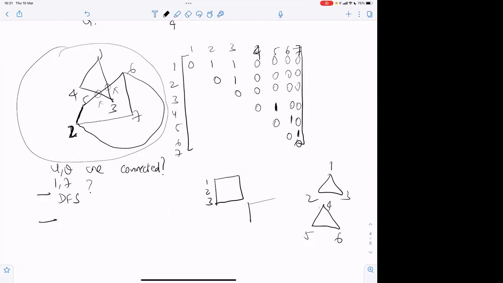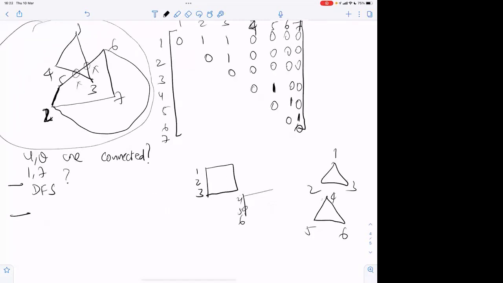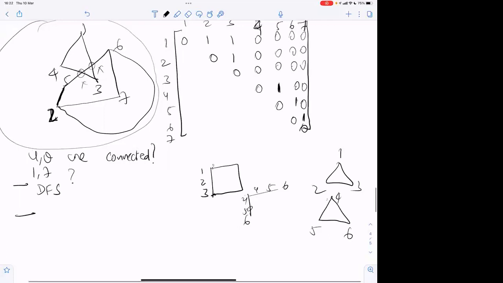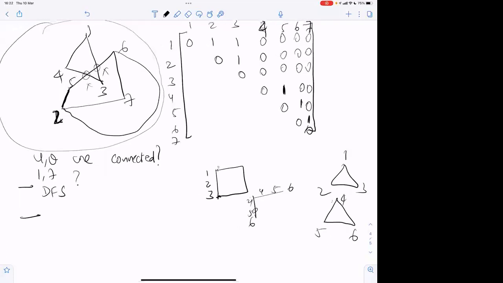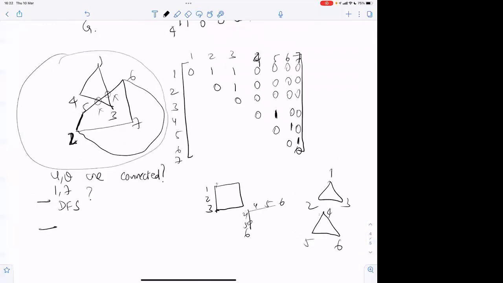Yes, but I'm not asking for connectivity of the graph. I'm just asking whether a u to v path is there or not. The graph might be disconnected, but these two might be connected still. Like in this graph with vertices 1, 2, 3, 4, 5, 6, it might be that 1 and 3 are in the same component, so there's a path from 1 to 3, but there's no path from 1 to 4. So i and j are connected if and only if the ijth entry of A to the power n is non-zero, where n is the number of vertices.